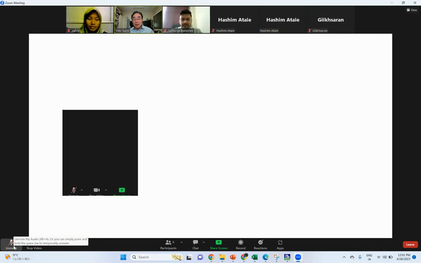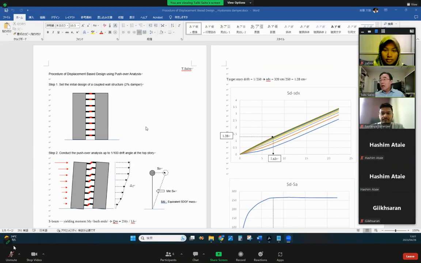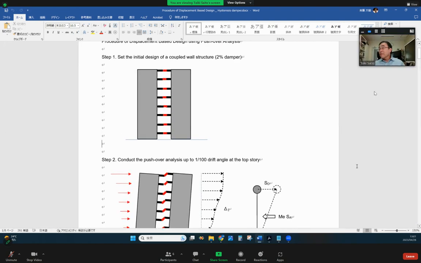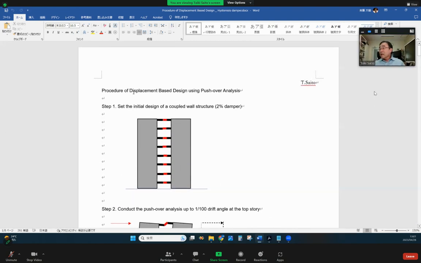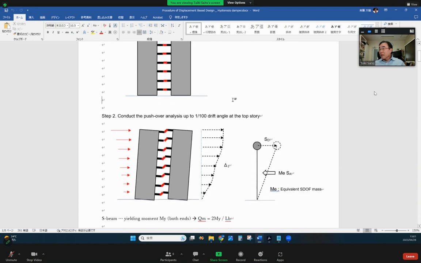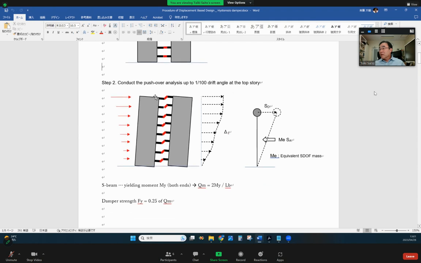So I want to explain again. This is the material I explained before about displacement-based design. So we discussed putting a damper in the middle of the coupling beam. And first we conduct pushover.